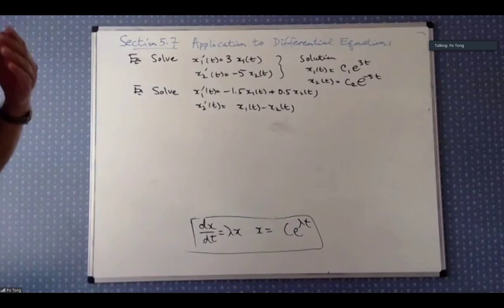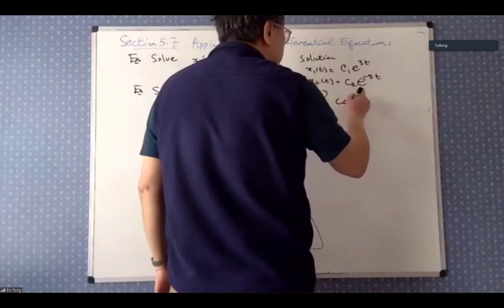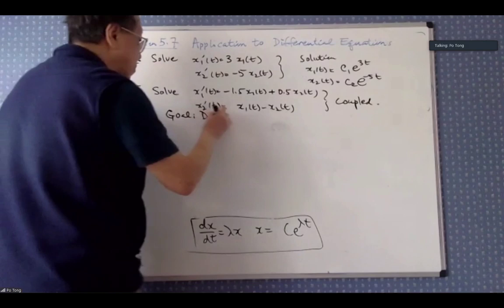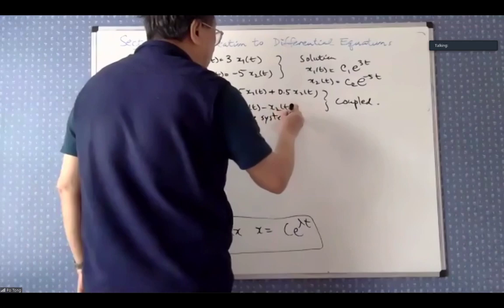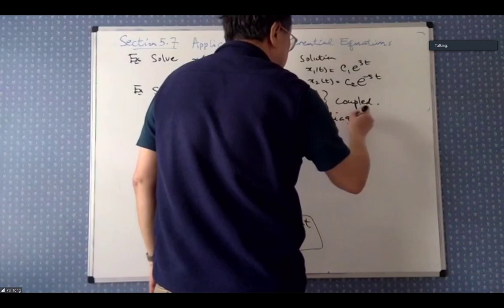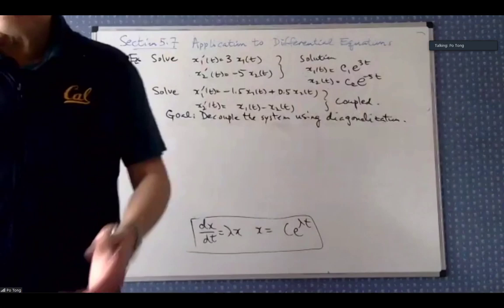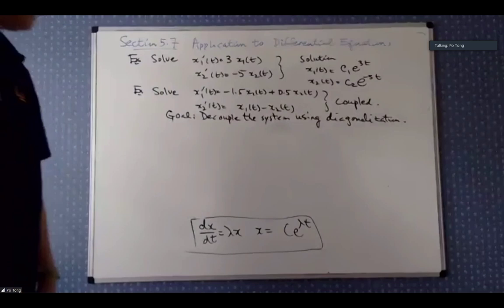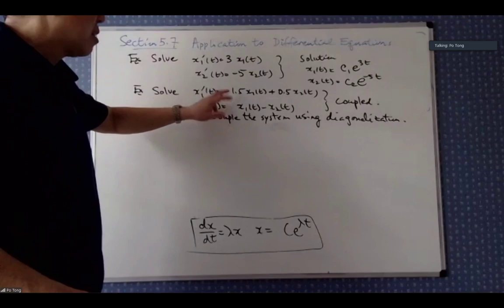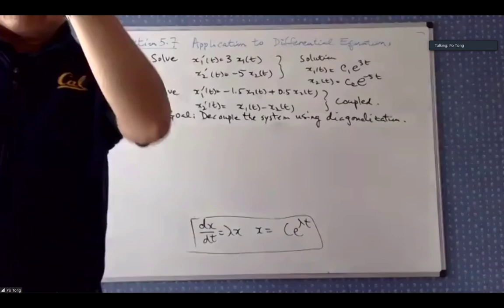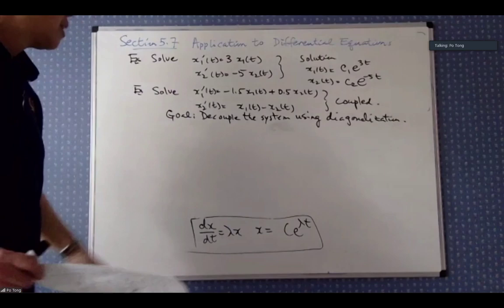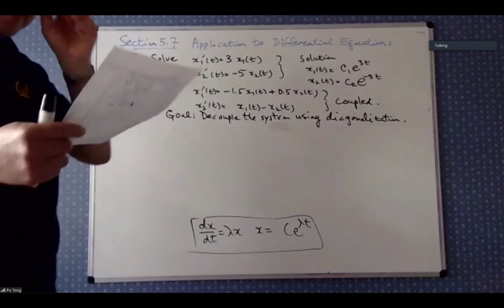And we want to decouple them. The goal is to decouple the system using diagonalization. Some of you are taking 275 now, or have taken 275 recently. We have a method of solving this using a differential operator and turning this into second order equations and so on. But here, the way that we're going to do this is using linear algebra. So we write this like this.